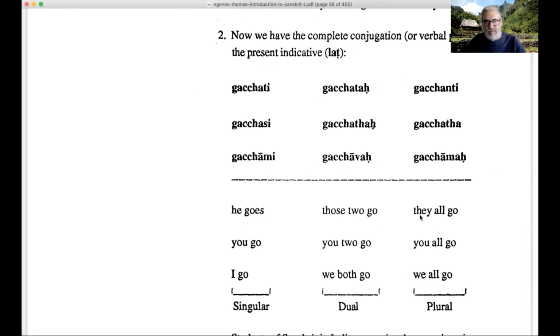Tishtamaha, yes, exactly. And so vadati, vadataha, vadanti, vadasi, vadathaha, vadatha, vadami, vadavaha, vadamaha, right, like that. Tishtati, tishtataha, tishtanti, tishtasi, tishtathaha, tishtatha, tishtami, tishtavaha, tishtamaha. Like that. So what else?